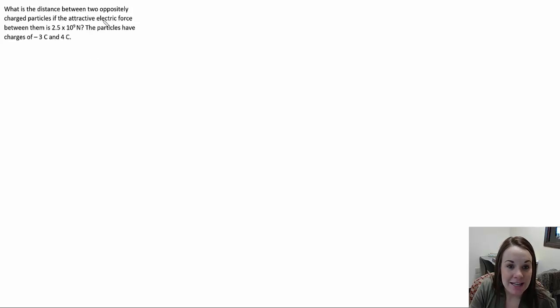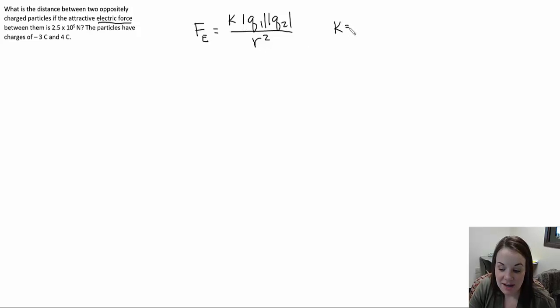So first of all, when it says electric force, I want to make sure I use the electric force equation. And that looks like this. F equals K times the absolute value of Q1 and the absolute value of Q2, those are my charges, divided by the distance squared, and that's the distance between them. Now our K constant is equal to 8.99 times 10 to the ninth newton meters squared per coulomb squared.